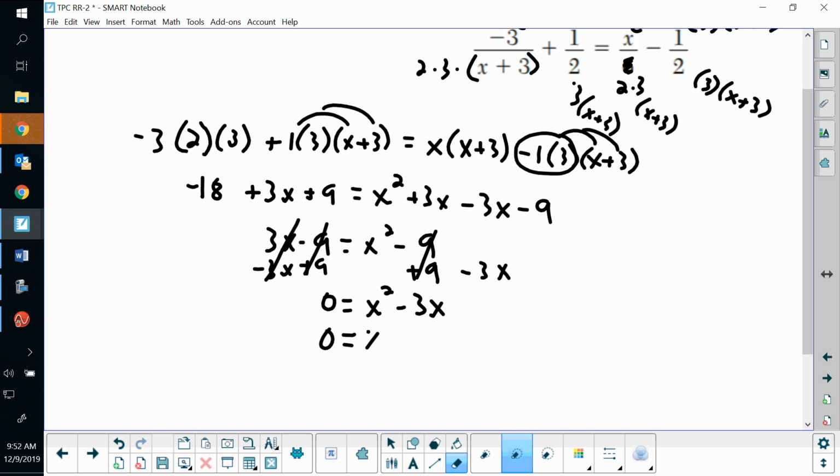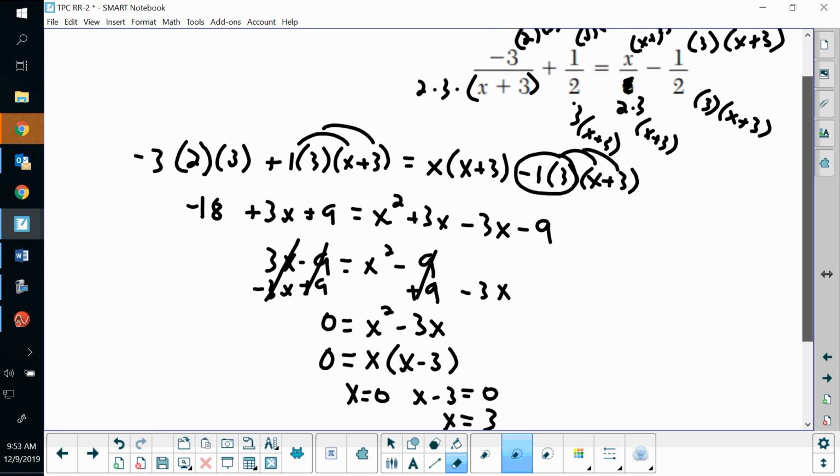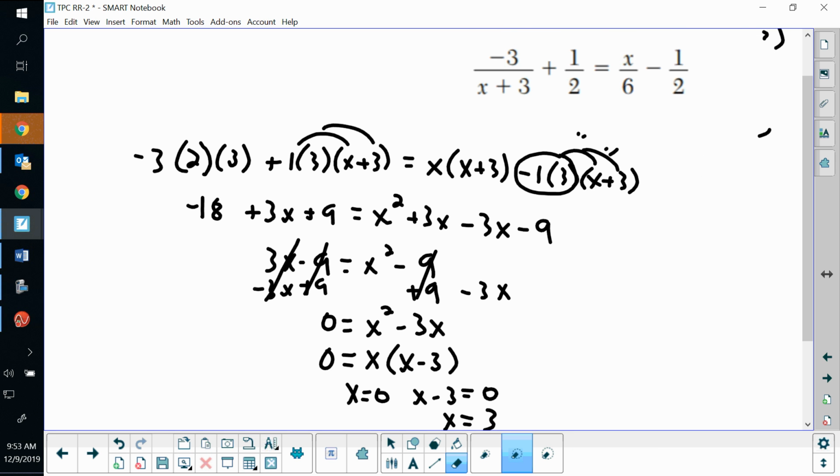Hopefully we recognize we can take an x out, leaving us with x minus 3, and then we just set each of those equal to 0. X equals 0 is already done, and we'll add the 3 over to give us x equals 3. But it's a fractional equation, so we have to check our answer. So it's a little less messy up here for you to see, I'm going to erase those things.